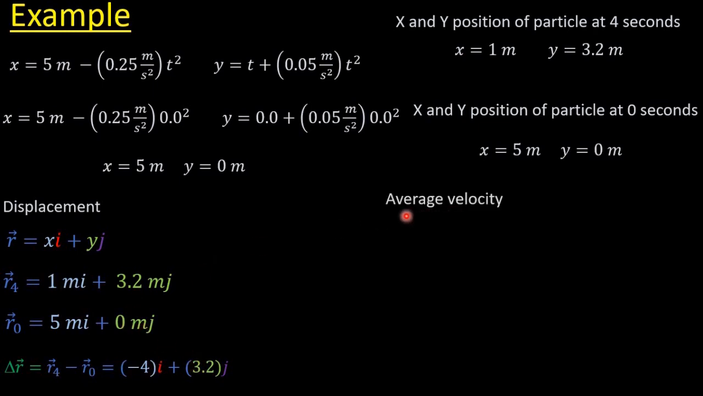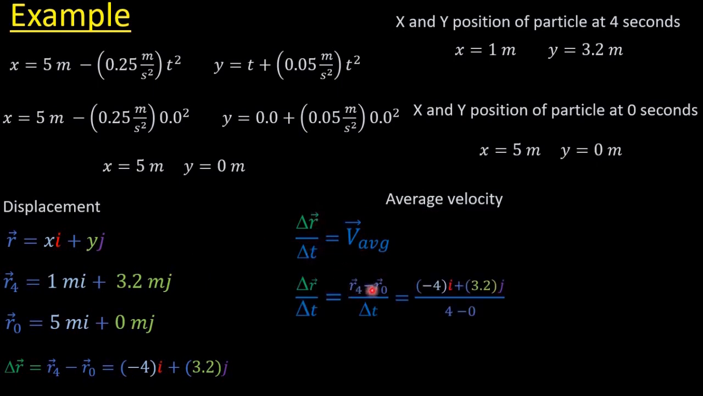Now we want to find the average velocity. That's just going to be delta r by delta t, which gives us v average. We know it's going to be r sub 4 minus r sub 0 divided by delta t, which will be minus 4 plus 3.2 over delta t, which is 4 minus 0, which will just give us 4. So delta r by delta t will simplify down to minus 1, because we've got minus 4 divided by 4, which gives us minus 1, and then 3.2 divided by 4, which gives us 0.8. So that is our average velocity in vector form.